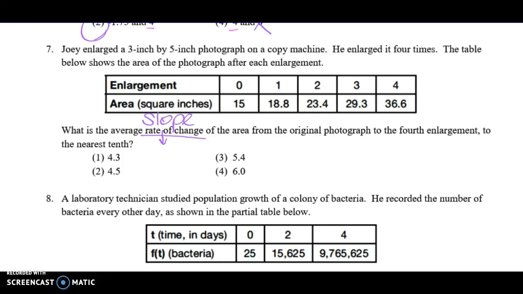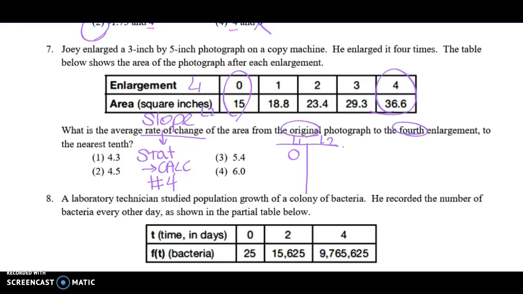You should know that slope goes with linear regressions. So we're going to use stat. Stat calc number 4 for a linear regression. What we have to pay attention to, it wants from the original to the 4th. So I care about these data points. You're going to go to L1 and L2 to input the enlargement for L1 and the area for L2.